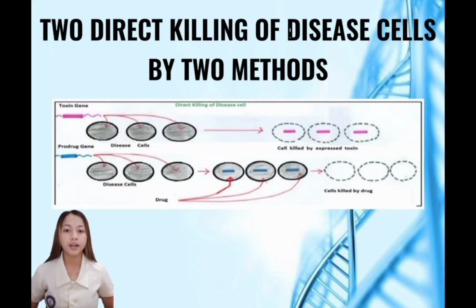And here are the two direct killing of disease cells by two methods. The first method is the introduction of a toxin gene into the disease cells, which means it expresses a toxin protein, and the cells die. The second method, the prodrug gene, involves incorporation of a certain gene, for example the TK, in the gene therapy vector, which shows a suicidal property on introducing a certain drug. An example of this is ganciclovir.